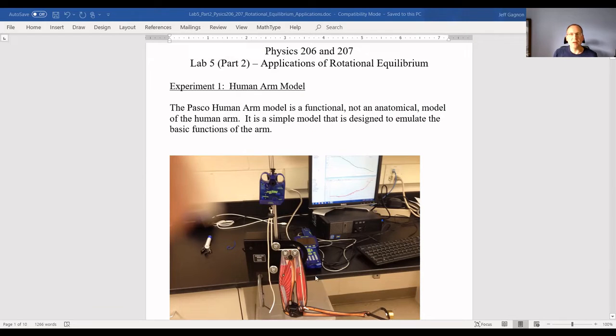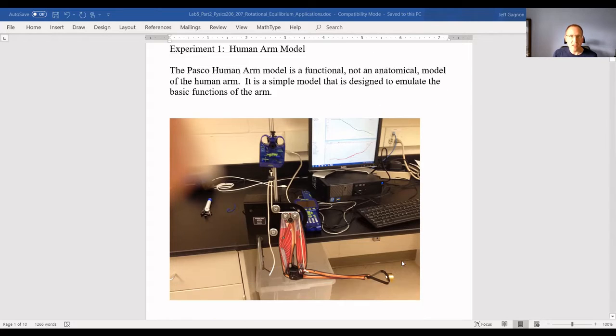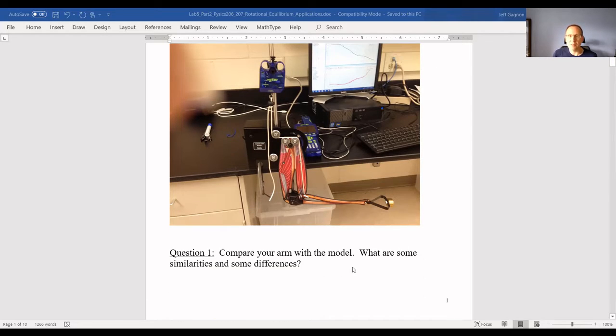So first of all, if you look at this, this again is what we typically call a mechanical model or a functional model. It's not an anatomical model where we're trying to match everything exactly. So the first thing I want you to do, the first question, is compare this mechanical model with your actual arm. What are some similarities and what are some differences? Just mention some similarities and some differences. You know, 1 or 2 each would be fine.